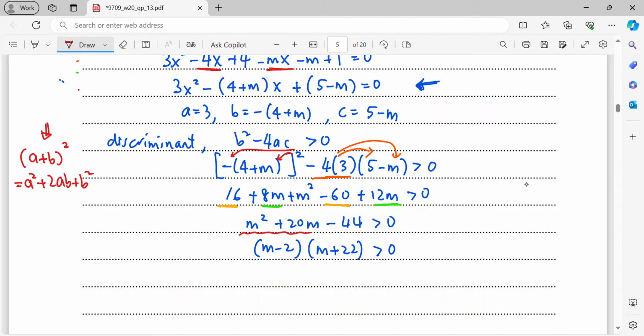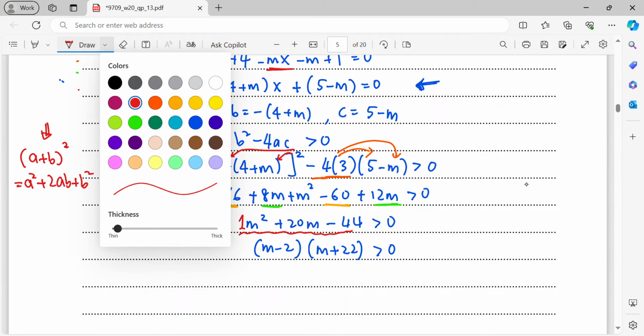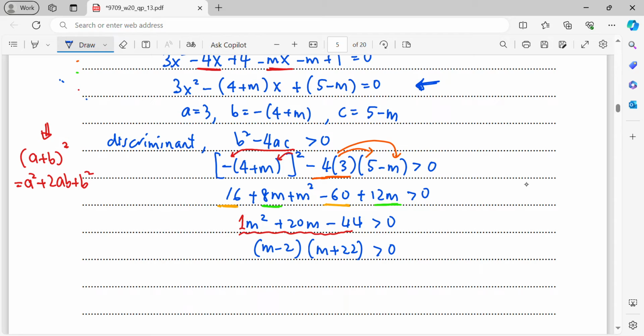From this quadratic function, I know that the coefficient for m squared is positive 1, which means the graph will have a minimum point because of the positive coefficient of x squared. So I will simply sketch here. This graph has a minimum point, and the axis becomes m because your equation is in terms of m.